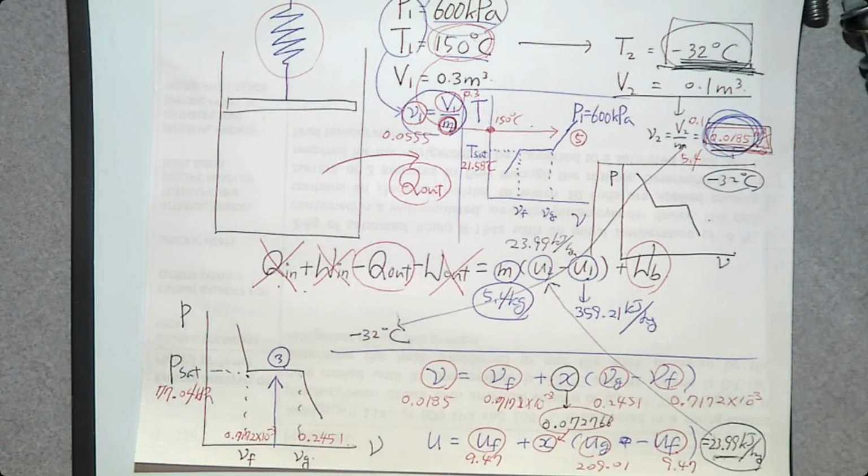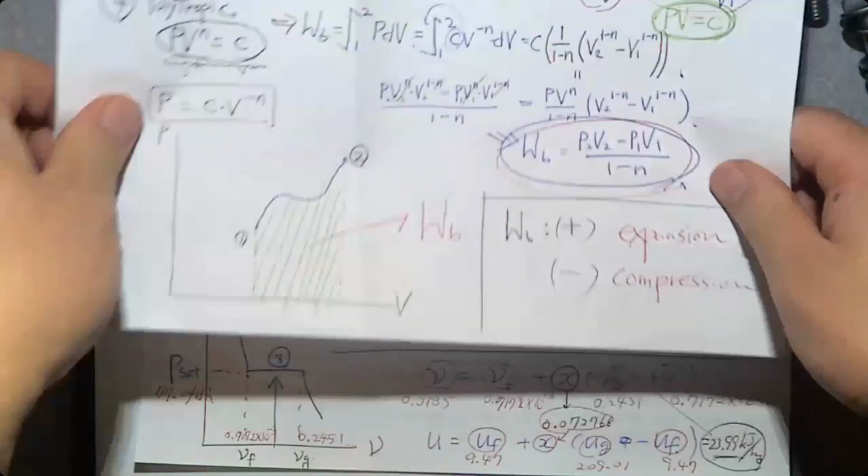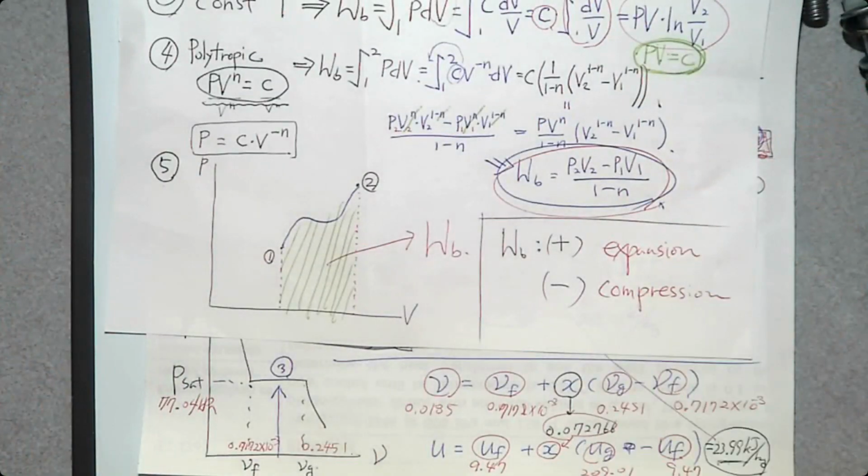Now, can you determine Q and W? Unfortunately, not yet, because we have two unknowns in this equation. So we need to find WB. How can you determine WB? It's a moving boundary work. So how can you determine moving boundary work?